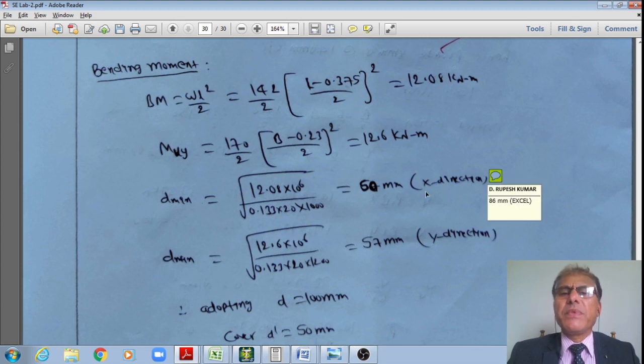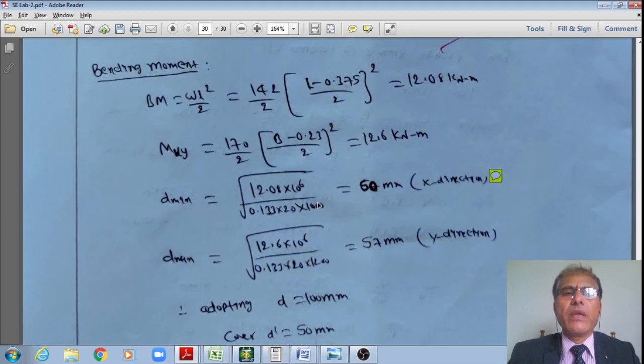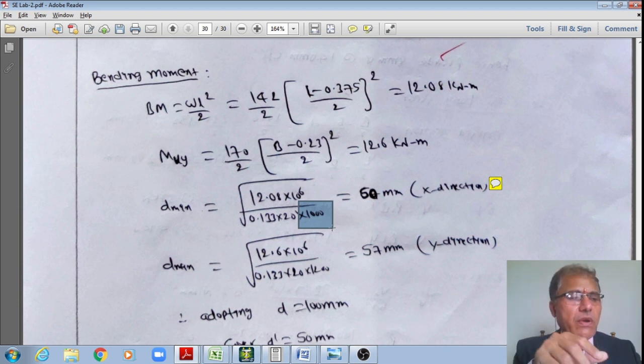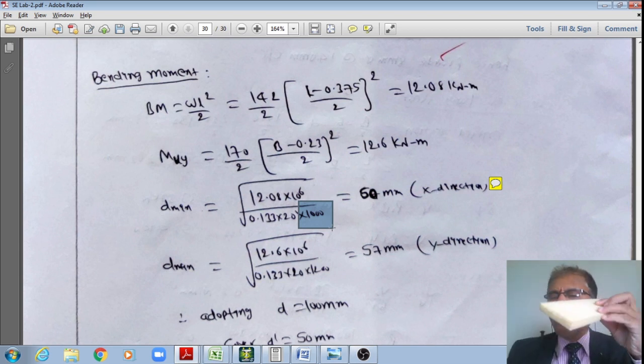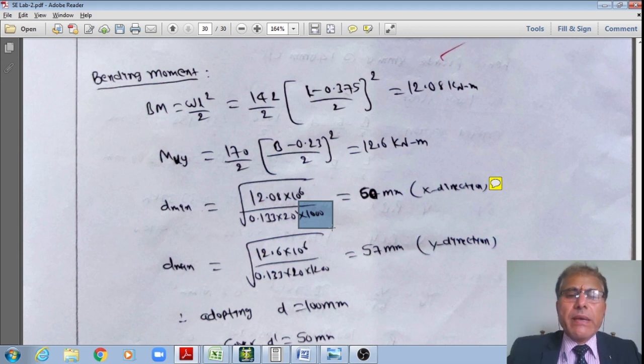Therefore, what is the depth required? D req is equal to square root of Mu divided by 0.133 fck b. However, even for the design of the footing, we'll always consider it as a design of a slab. Therefore, akin to the design of a slab, we'll consider b is equal to 1 meter, unit meter. 1 meter means 1000 mm. Therefore, all the loads were calculated over 1 meter length.